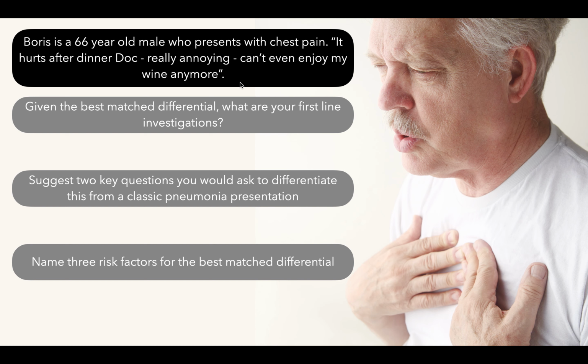Okay, so he's describing GORD. So you would normally do a PPI trial, but this patient's over 59, so they're in the alarm category, so an OGD is warranted. Just cheeky questions you would ask to differentiate this from a classic pneumonia presentation.